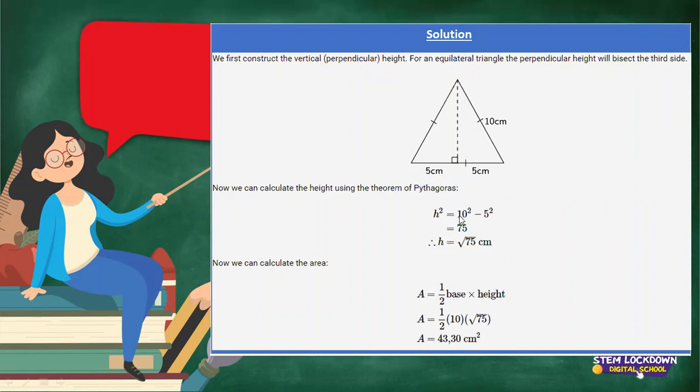Okay, and now find the area. Our height is the square root of 75. To find our area, the area is half times base times height. Our base is 10 and our height is root of 75. So we have half times 10 times root of 75. We do that to give us the area of the triangle. Okay, do you understand?